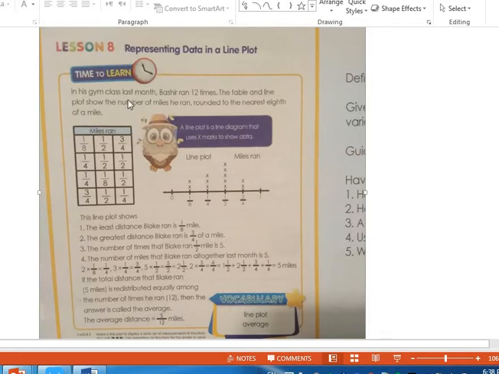In his gym class last month, Bashir ran 12 times.